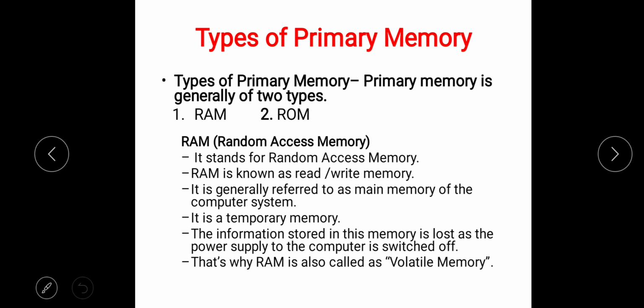So let's discuss more about the primary memory. Primary memory is further divided into RAM and ROM. RAM stands for random access memory. It is also known as read-write memory. It is generally referred to as the main memory of our system. It is temporary in nature. The information stored in the memory is lost as the power supply to the computer is switched off. So it is called volatile in nature.